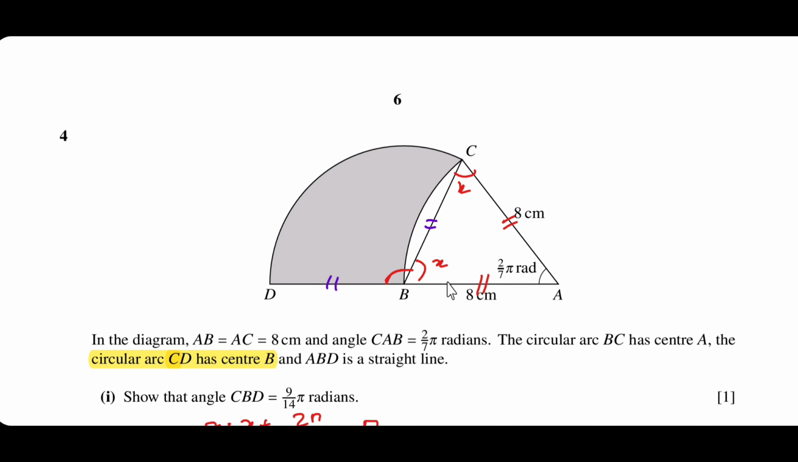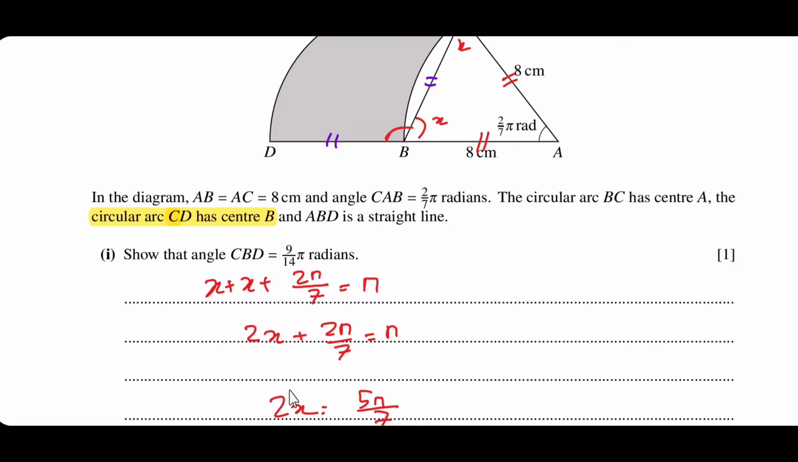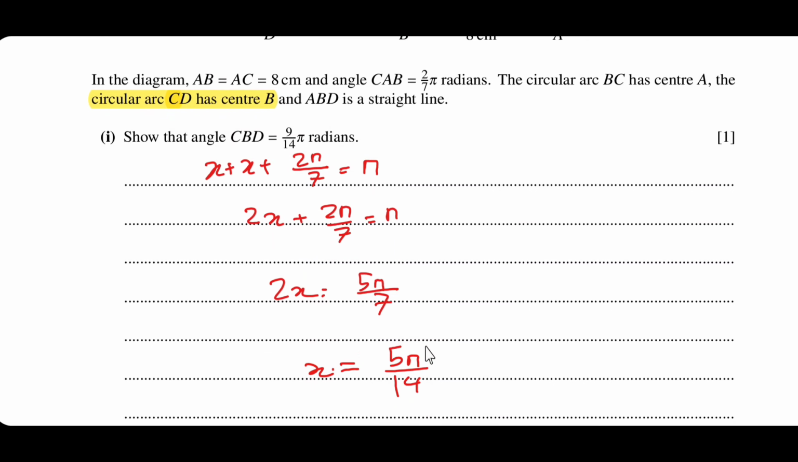That means this angle would be 180 degrees, and in terms of radians, it would be pi. Show that the angle CBD is equal to 9 pi by 14. To find this angle, we know that BAC is 2 pi by 7, and since these two lengths are the same, their angles would be the same. So the sum of all the three angles would be 180 degrees. After solving, we find one of the angles, that is 5 pi by 14.